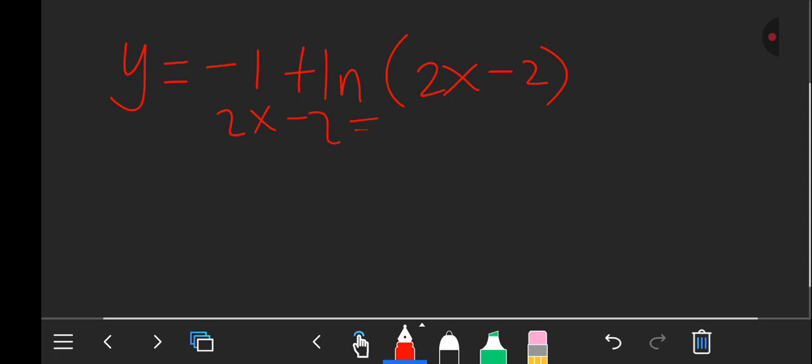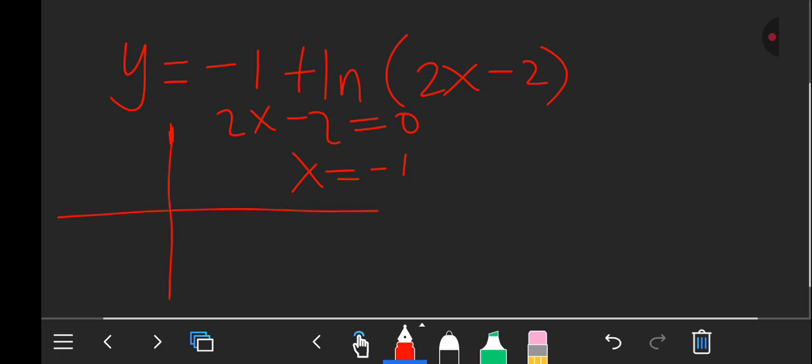Maybe let's look at another scenario whereby you have y is equal to negative 1 plus ln(2x minus 2). So how do you sketch this? Start with what is in the bracket. So 2x minus 2 is equal to 0. What will be the value of x? x will be equal to negative 1, meaning that the asymptote has been shifted to negative 1, so the graph will be like this.